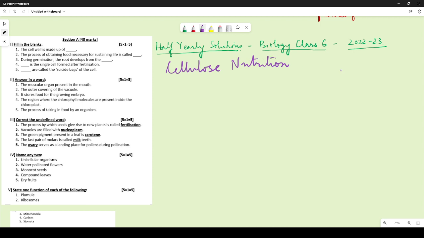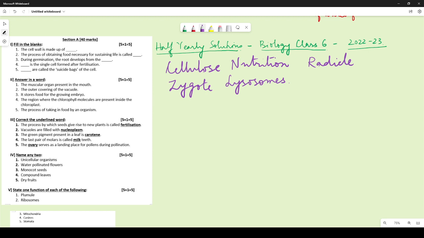During germination, the root develops from the radicle. Check the spelling, it should be correct. A single cell formed after fertilization is the zygote. Lysosomes are called the suicide bags of the cells. Okay.